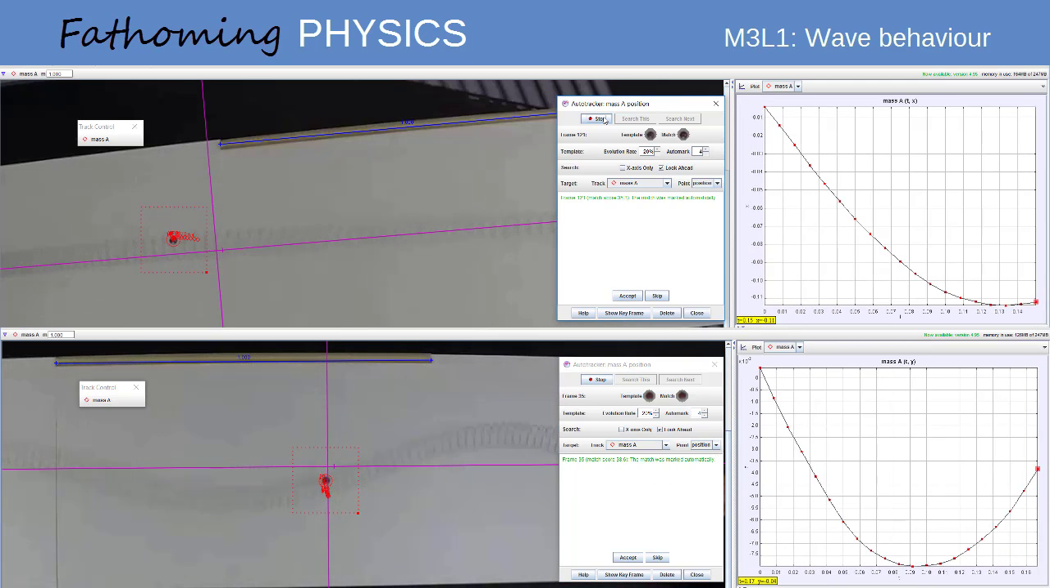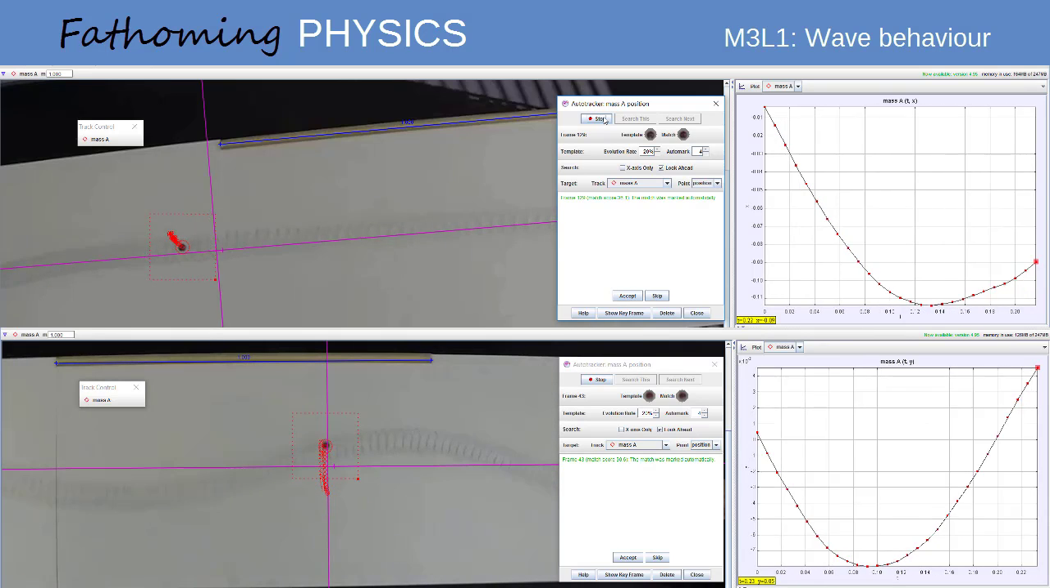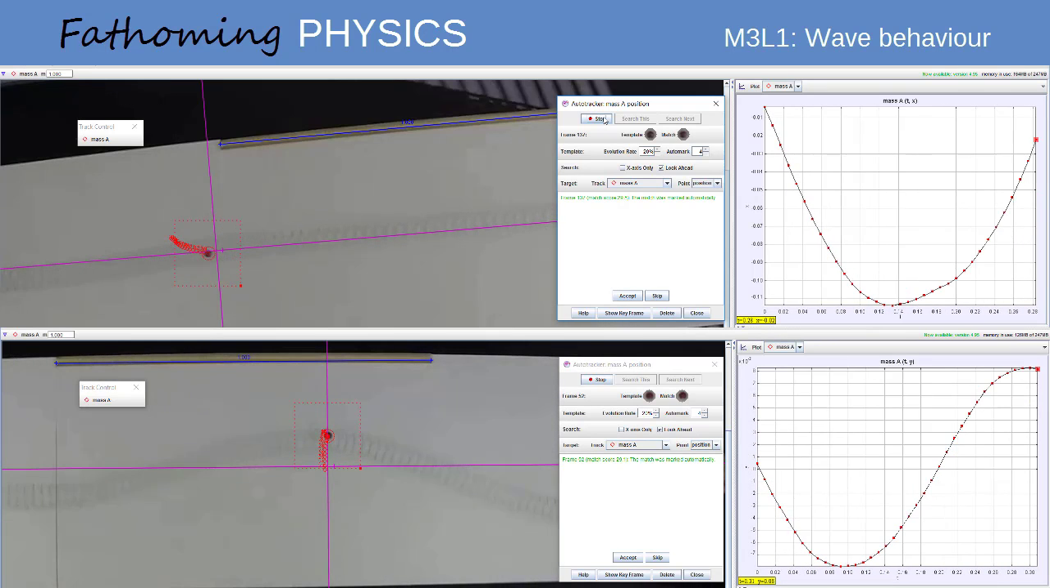Using your copy of each graph of the position versus time, determine the period of each wave.